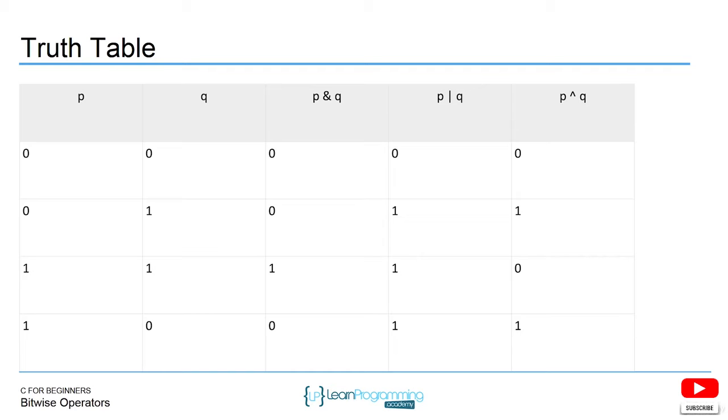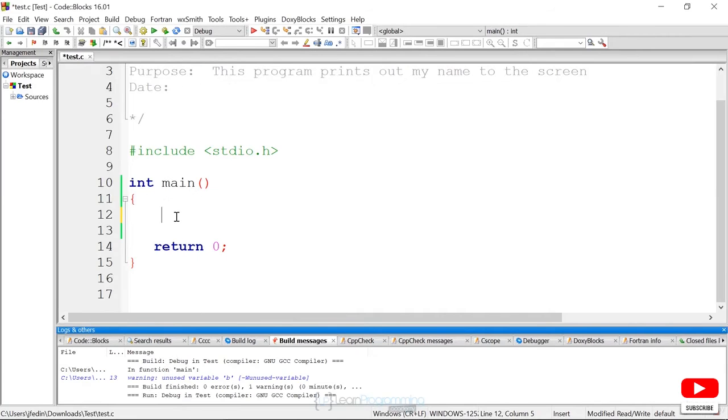So let's look at some concrete examples in code blocks. Hopefully this will help a bit. Okay, so here's our main function. I'm going to create a couple of variables. I'm going to make sure that they're unsigned, even though that's the default. Unsigned means what?